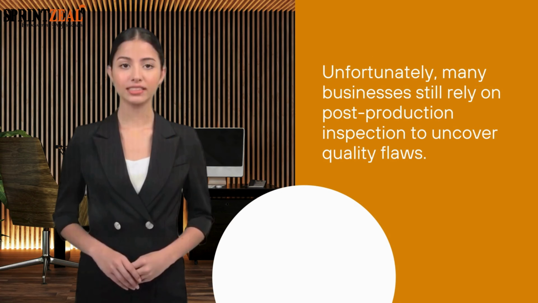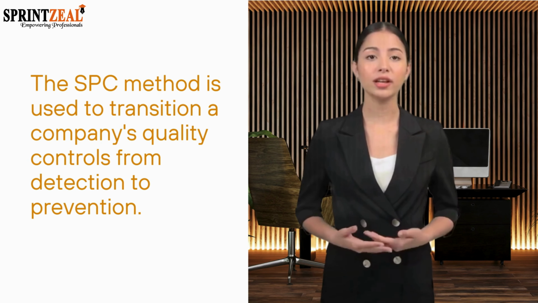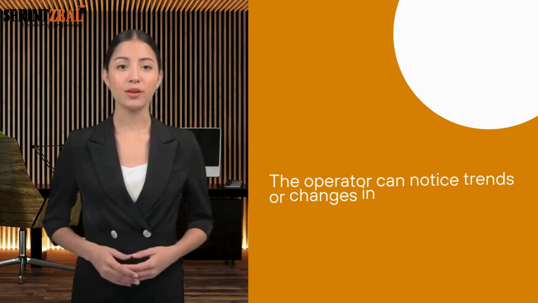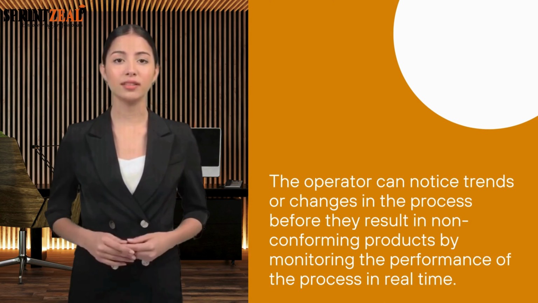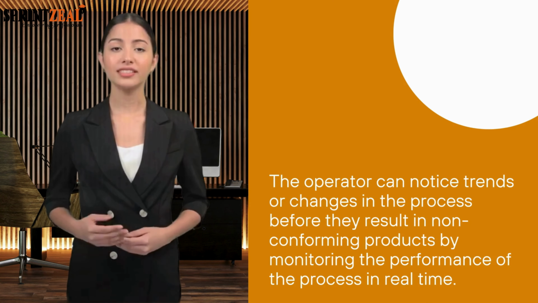Unfortunately, many businesses still rely on post-production inspection to uncover quality flaws. The SPC method is used to transition a company's quality controls from detection to prevention. The operator can notice trends or changes in the process before they result in non-conforming products by monitoring the performance of the process in real time.